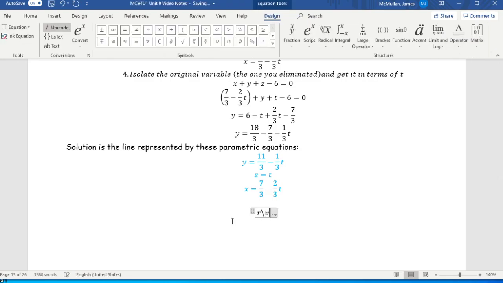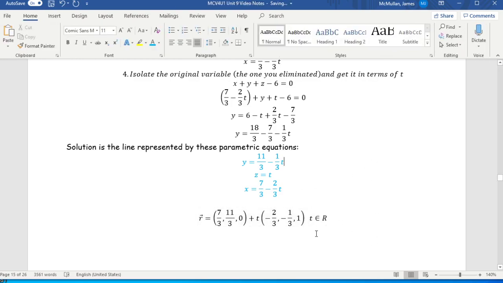So r is equal to the point. Let's think of the point: 7/3 is the x, 11/3 is the y, 0 is the z, plus t, and then let's look at the direction vector: negative 2/3 for x, negative 1/3 for y, and 1 for z. And again, t is in the real numbers. Okay, let's investigate this, and I'll show you how this would work visually.